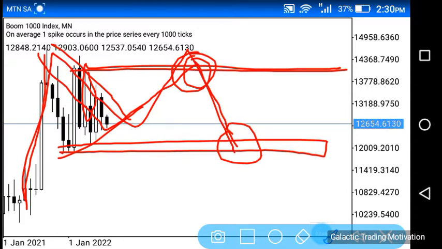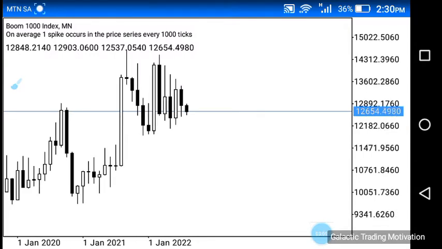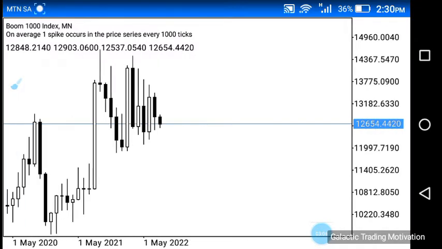However, as we all know by now, the market doesn't always go as we would like it to go, but that's not a problem. We just need to make sure that we react as and when price makes its movement, right? Yeah, so that is the monthly chart.